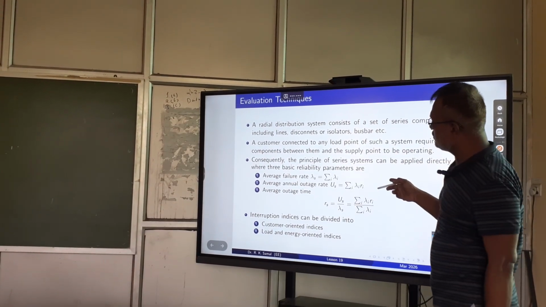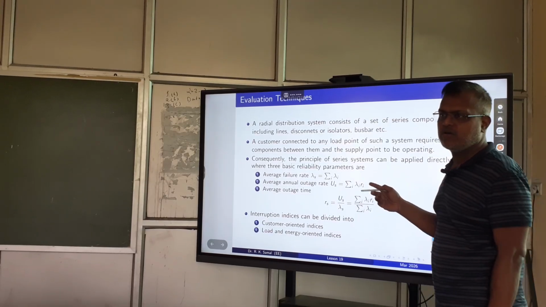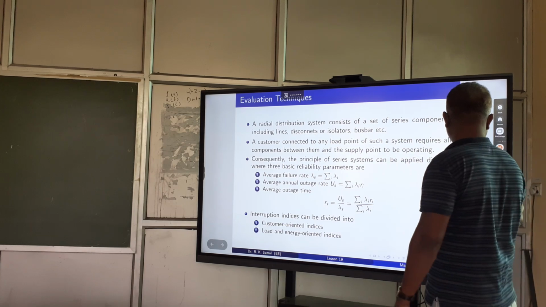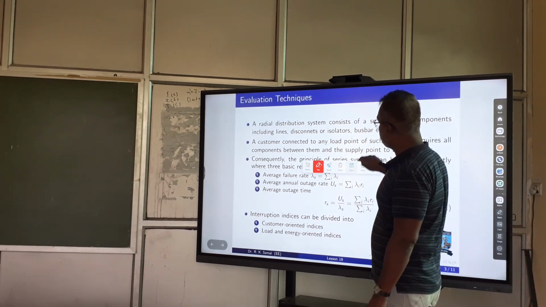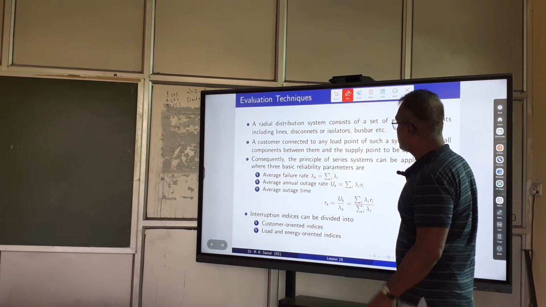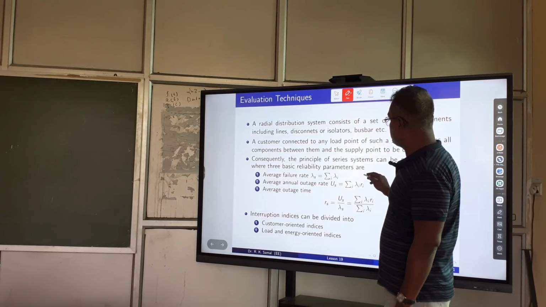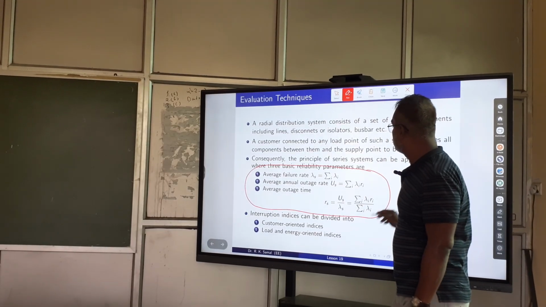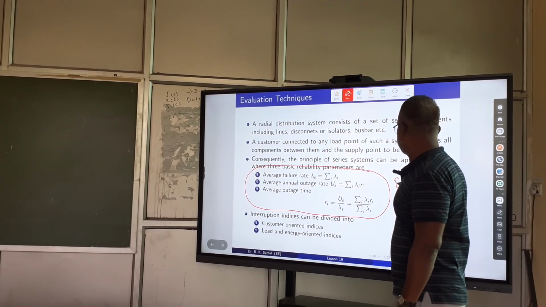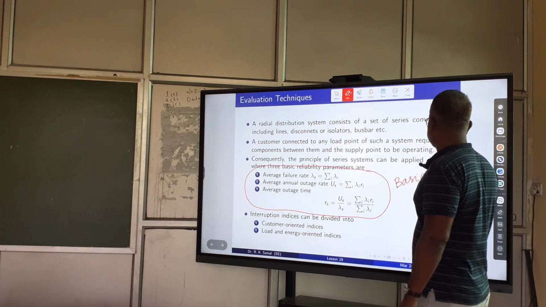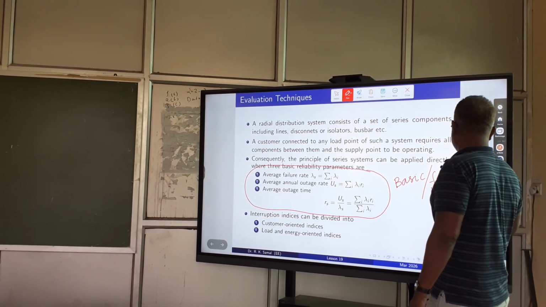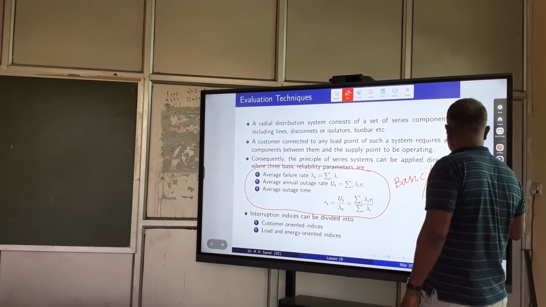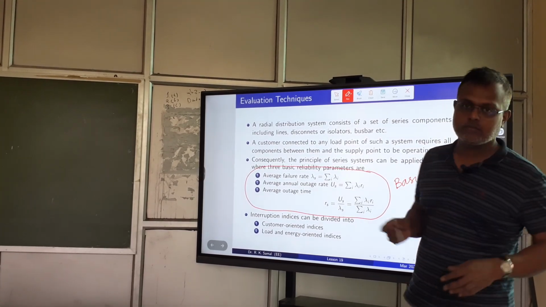You need to write down these three equations. You will be asked a 2-mark question on these. These are the building blocks for evaluating distribution system reliability. Write up the equations as I tell you. These three are the most important basic equations.